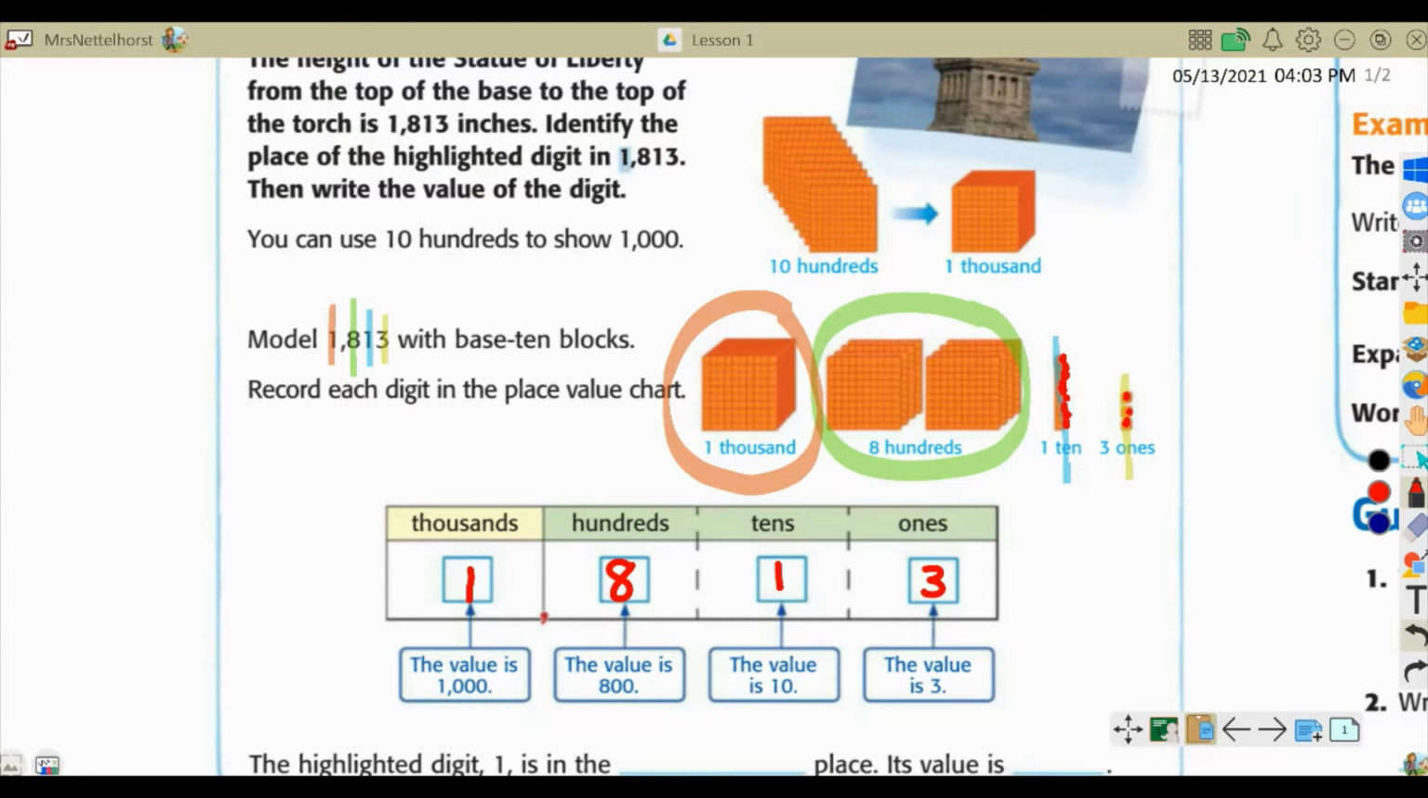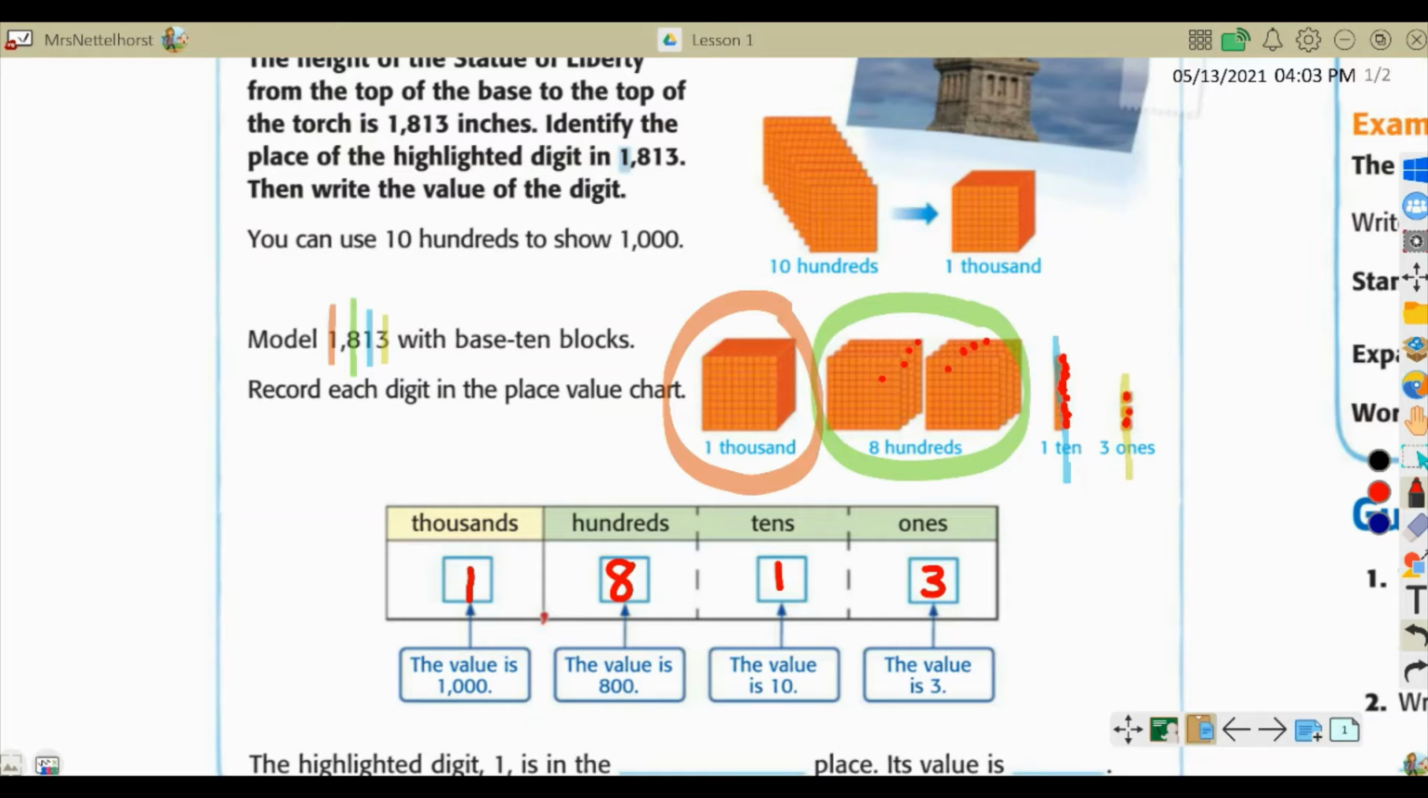So the value of the 1 in the tens place is 10. In hundreds, you have 100. Wait, let me count by hundreds. 100, 200, 300, 400, 500, 600, 700, 800. So the value of 8 in the hundreds place is 800. The value of 1 in the thousands place is 1,000.